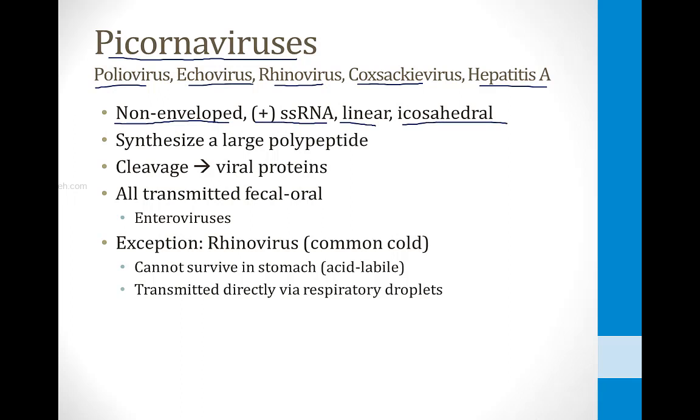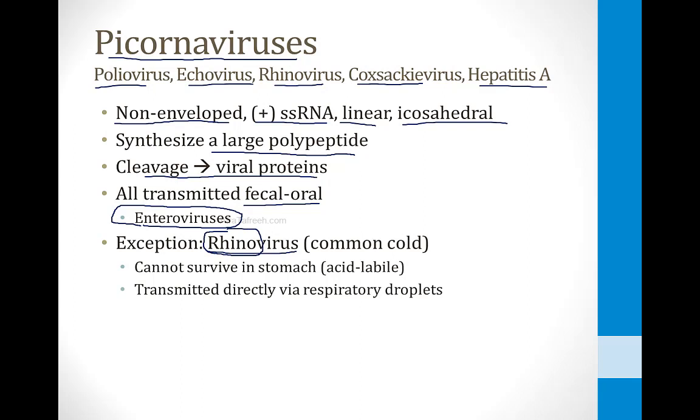A unique feature of all the picornaviruses is that they synthesize a large polypeptide which then gets cleaved into a number of smaller functional viral proteins. Most of these are transmitted by the fecal-oral route. They are called enteroviruses because the way they get into the body is through the GI tract. The one exception is rhinovirus, which causes the common cold. Rhinovirus likes to infect the nose and pharynx. The word rhino means nose. That's an easy way to remember that.